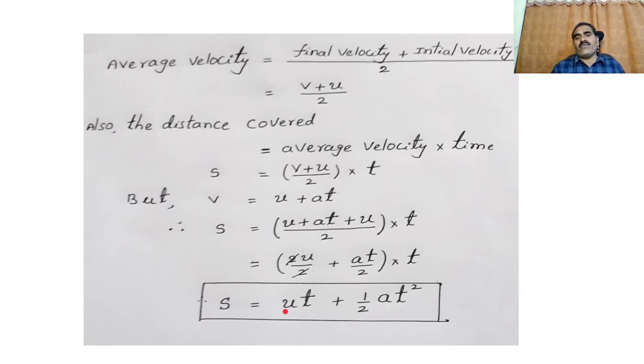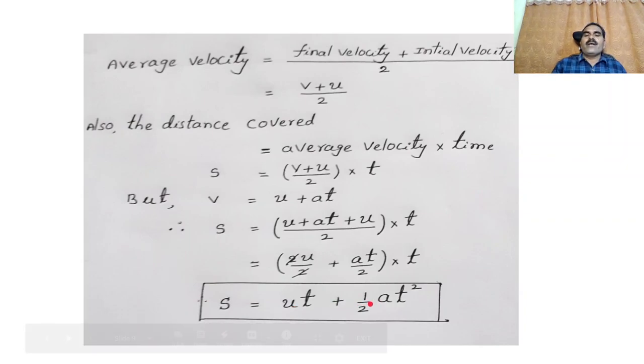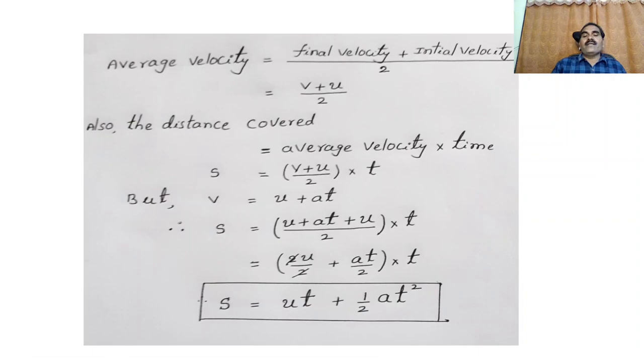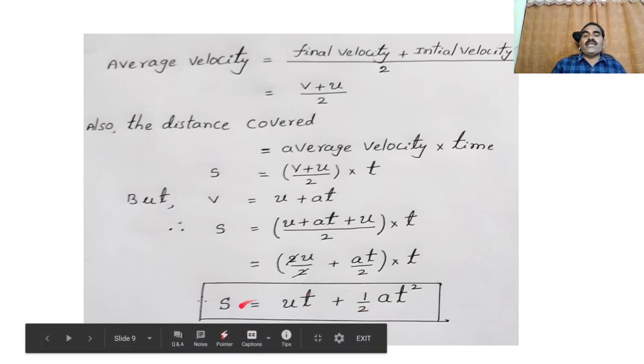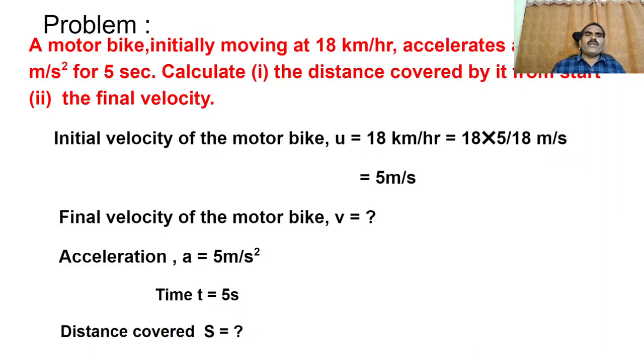That means, from this equation, what do you understand? If you know the initial velocity, acceleration, and time taken to travel from one place to another place, then by using this equation, you may calculate the distance covered by the body. This is important. In order to understand this formula, we have to take a problem. What is that problem? Let us see.